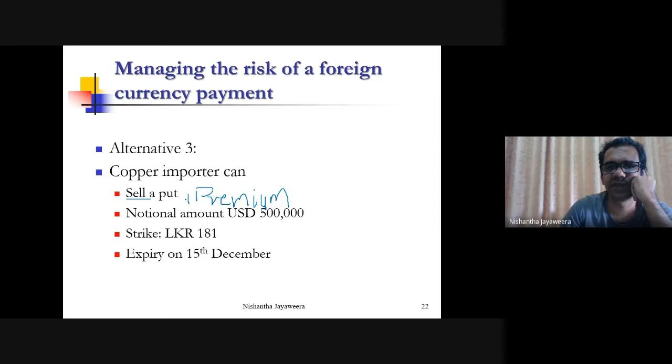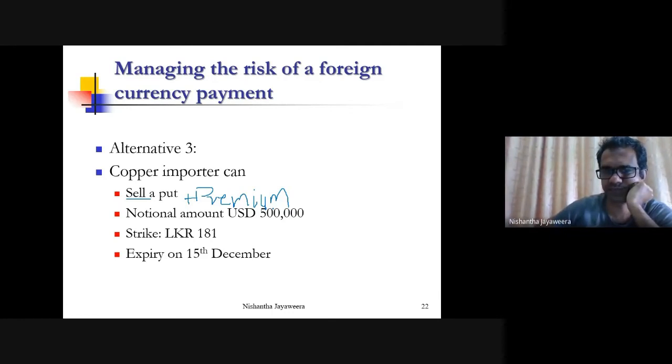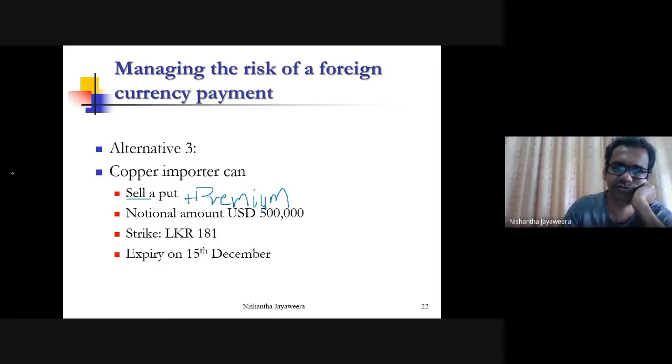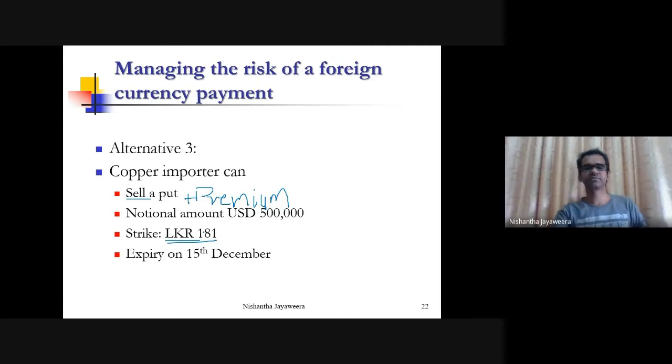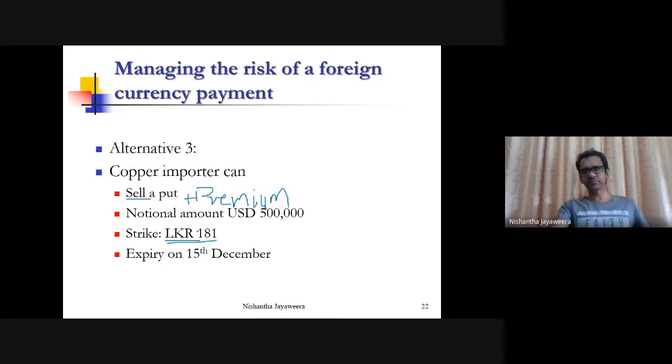So this is a plus cash flow. This will reduce your cost by up to a certain extent. If the market does not move by a big amount, this will be a plus for you. But if the market moves below this strike rate, then you have to buy the asset at that lower rate.